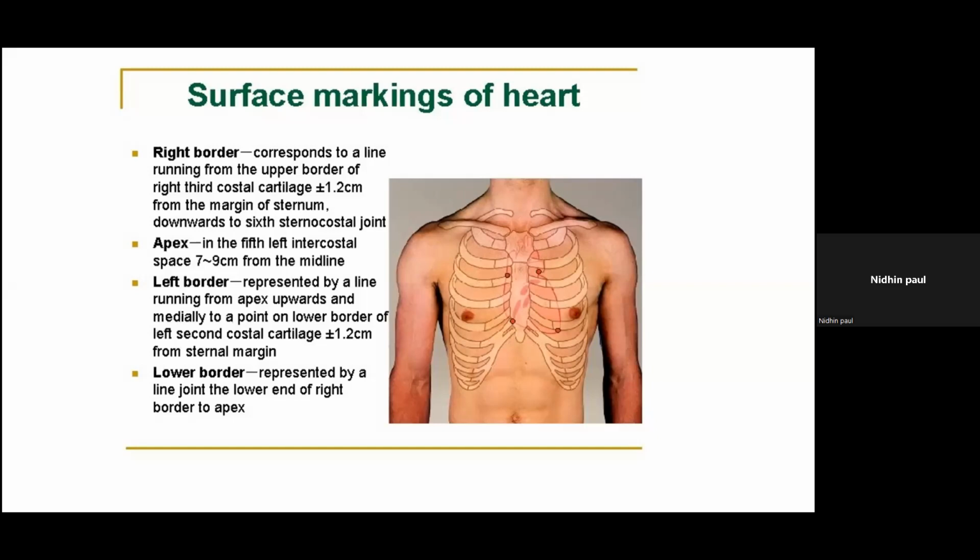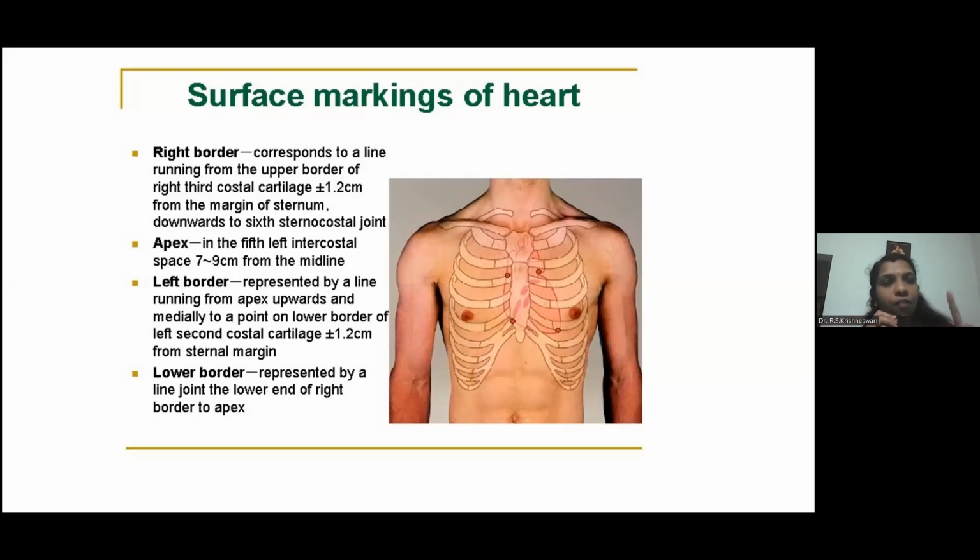So the second point is the apex. We all know about the point in the apex, that is the fifth left intercostal space. This is on the left side, fifth left intercostal space, 7 to 9 centimeter from the midline. So it marks the apex beat of the heart and it is on the left side. So this is the second point.